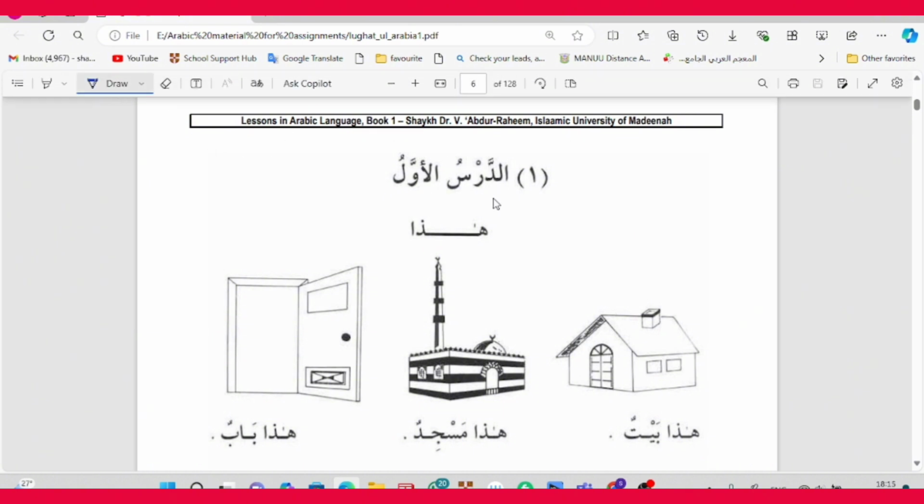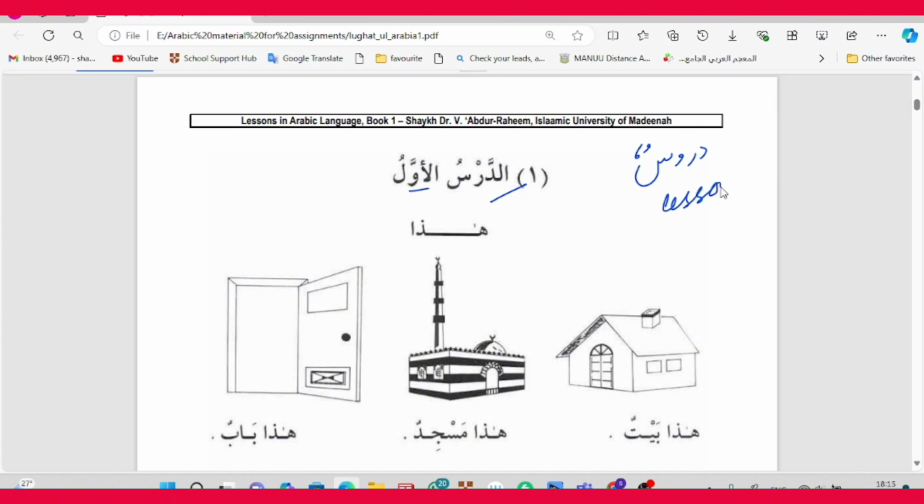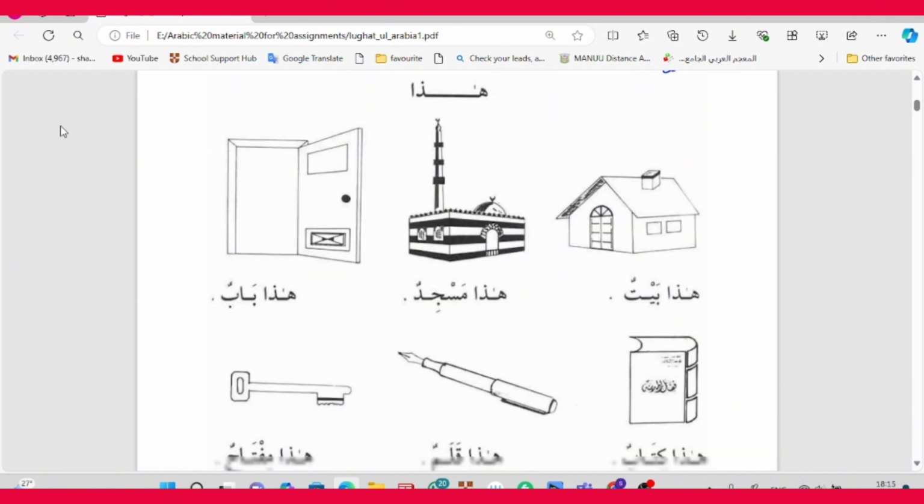First, this is ad-dars, which means lesson. Al-awwal, first lesson. Ad-dars is singular and the plural is durus, meaning lessons. Al-awwal is a number name. Awwal means first.